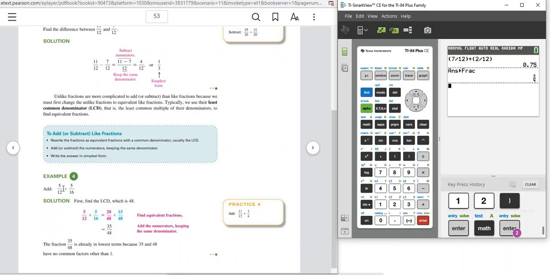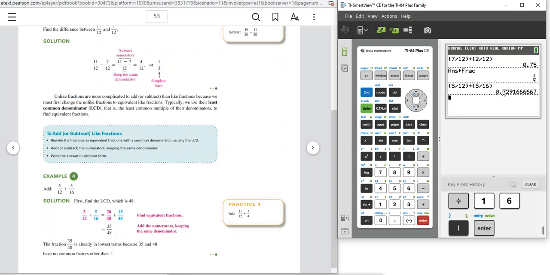But with a calculator, again, we can just take parentheses 5 divided by 12. Okay, this first number, 5 divided by 12, parentheses. So there, I close that out. I'm going to add it to parentheses 5/16. So I got 5/12 plus 5/16. Enter, and I get that crazy number there. And again, that's it. But they got 35/48.